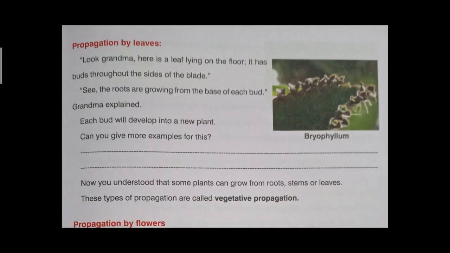Propagation by leaves. Look, Grandma, here is a leaf lying on the floor. It has buds throughout the sides of the blade. See, the roots are growing from the base of each bud. Grandma explained. Each bud will develop into a new plant.